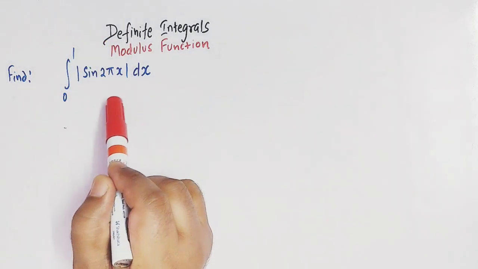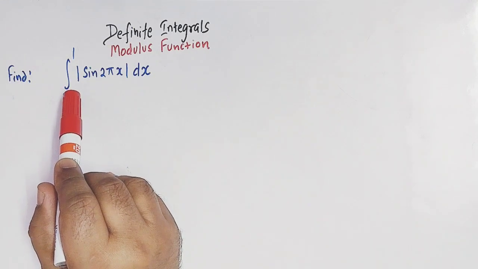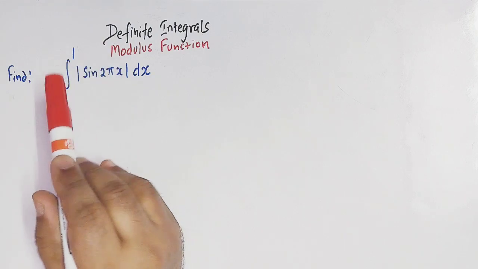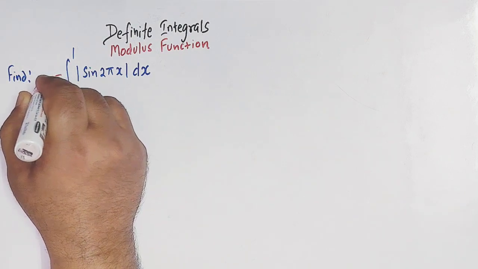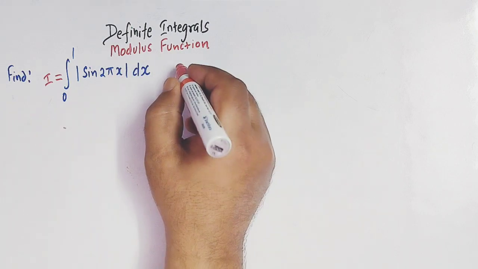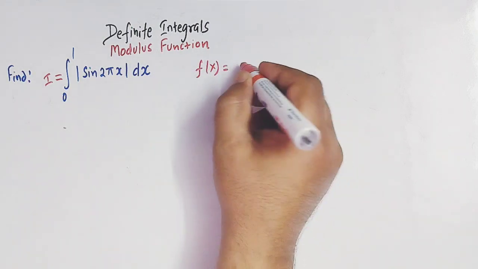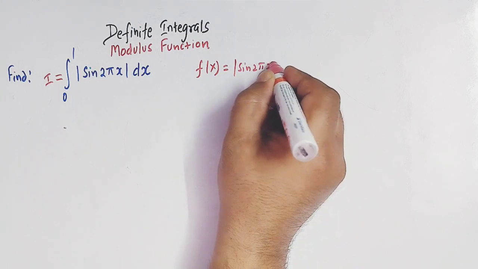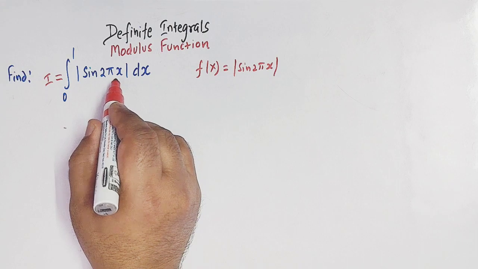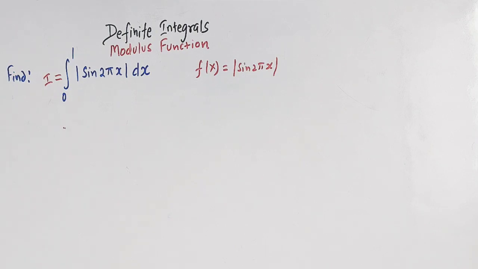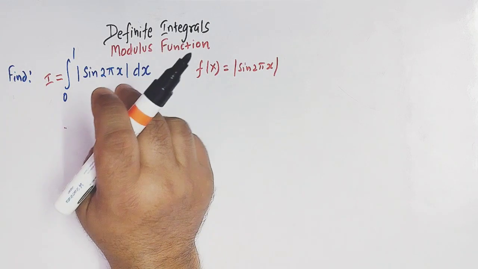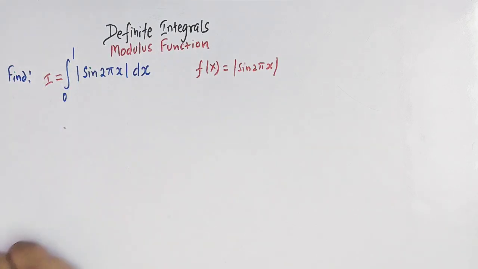So here we'll find out the value of this integral by making use of the concept of periodicity of trigonometric functions, right? So let us call this integral as I, right? And here our integrand is mod of sine 2 pi x, right? So we'll denote this mod of sine 2 pi x by f of x, and our limits are from 0 to 1. Now, before moving further, let us quickly revise the property of periodicity of trigonometric functions.